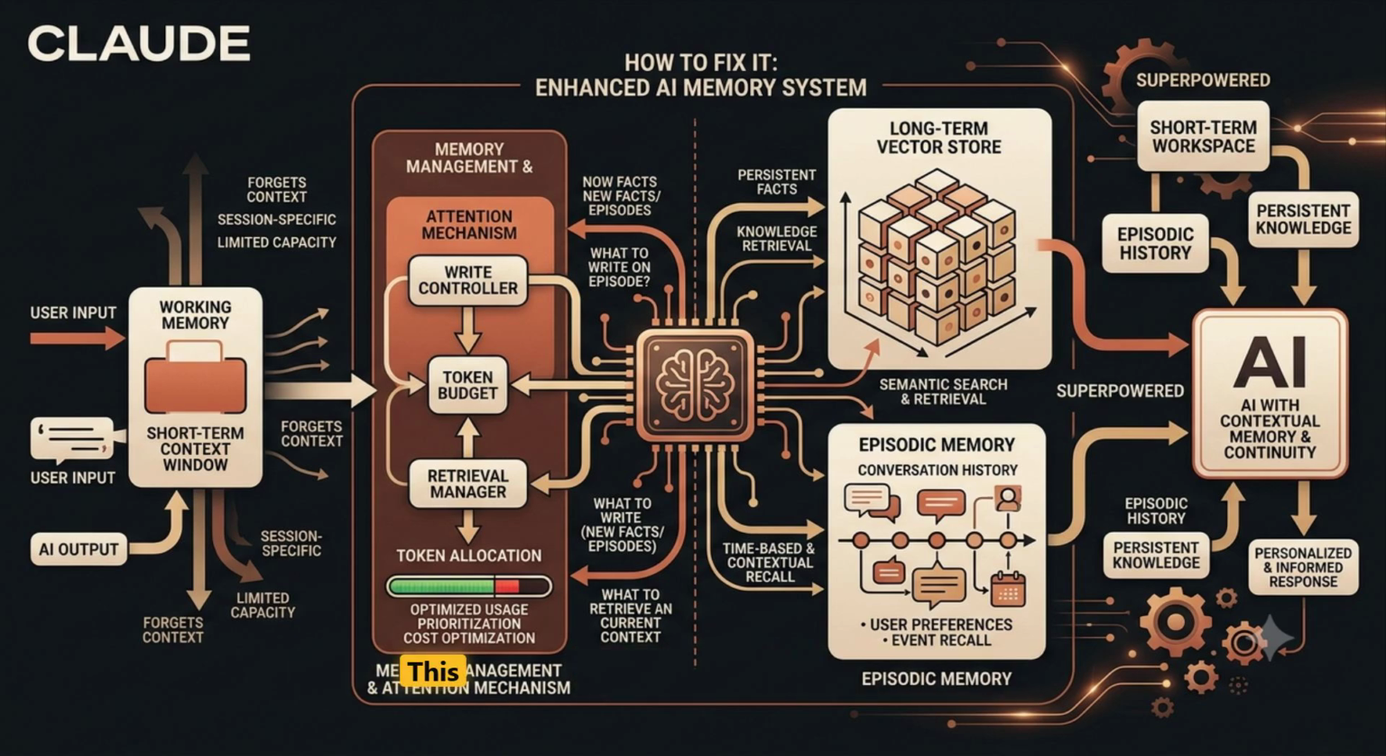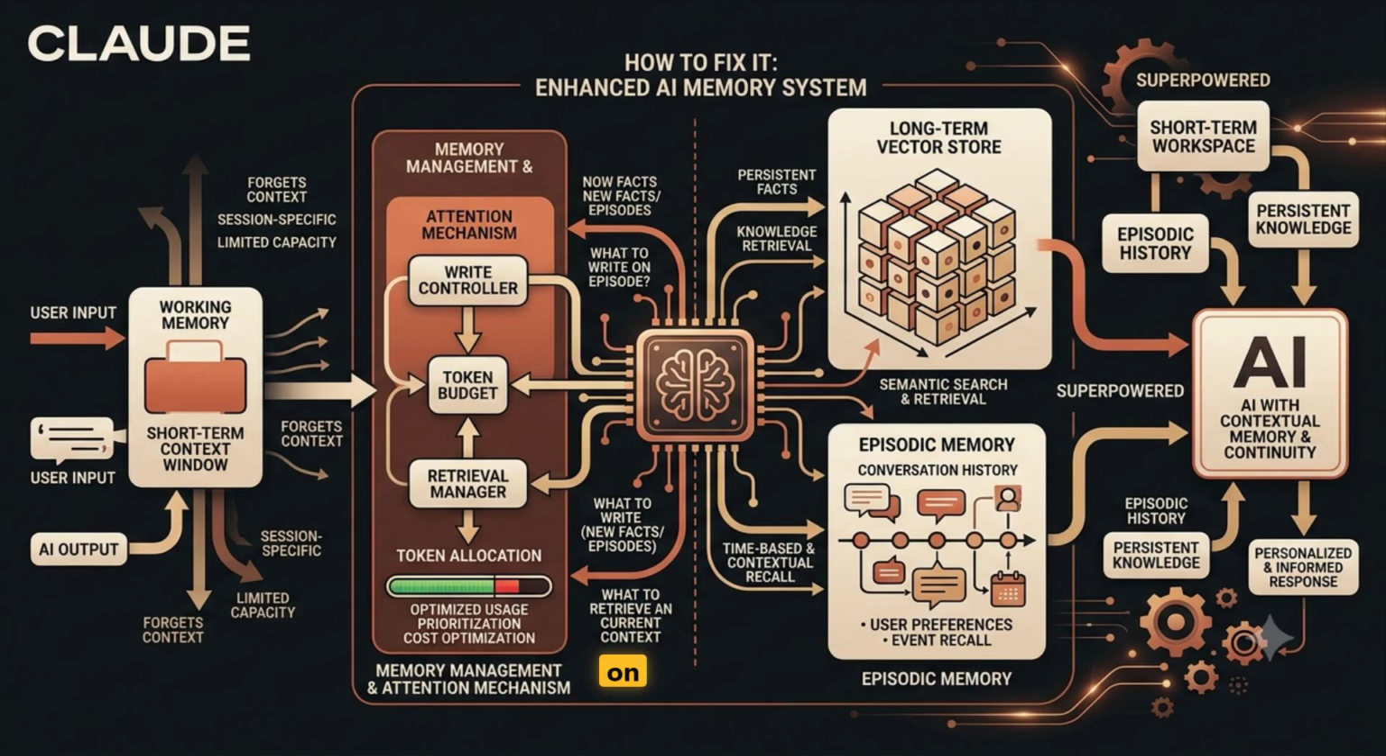This massive central block, the memory management and attention mechanism, intercepts every user input. Before the model gets to think, the attention mechanism consults the two memory stores on the right. A pattern interrupt: many forget the memory controller doesn't just read data, it actively decides what is worth writing to persistent knowledge. Look at the two data types. The long-term vector store, that structured grid of cubes on the top right, holds your static persistent facts. Right below it, the episodic memory timeline captures your user preferences, event recall, and raw conversation history.